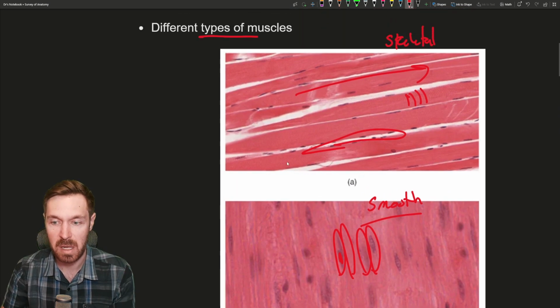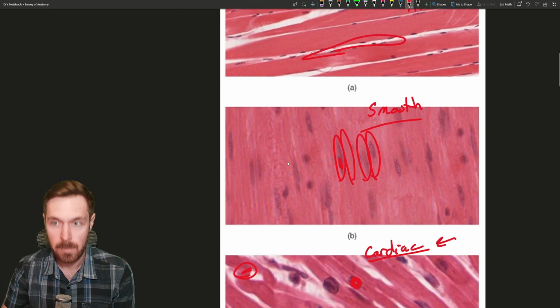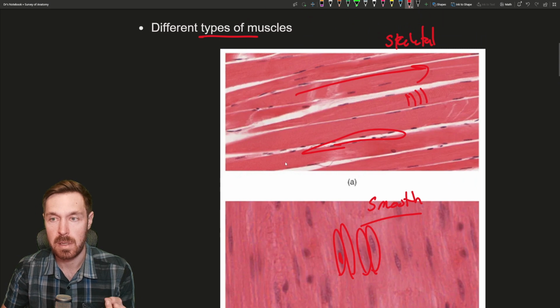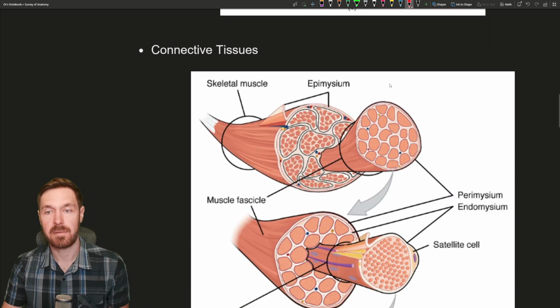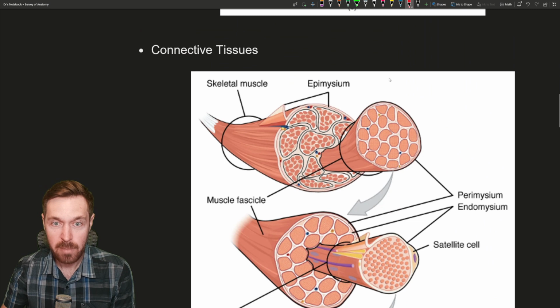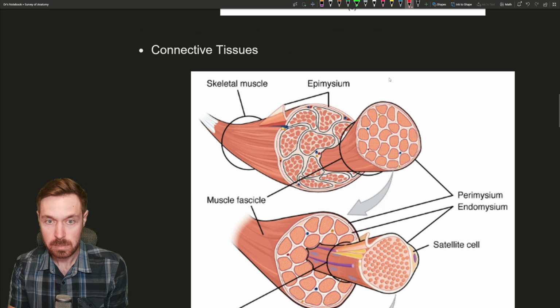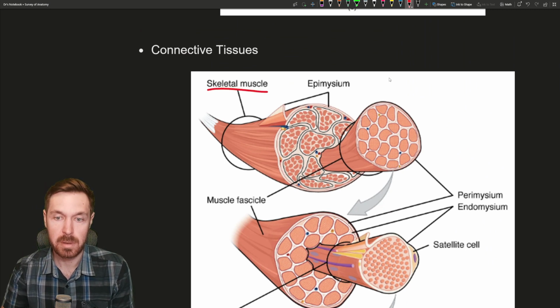There are three types of muscle: skeletal, cardiac, and smooth, and we are focused on the voluntary skeletal muscle contraction and the anatomy of those today. So here, looking at the connective tissue coverings of skeletal muscle. So here, gross anatomy of a skeletal muscle.